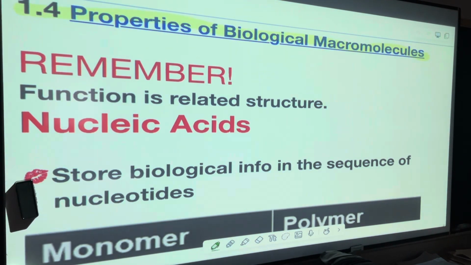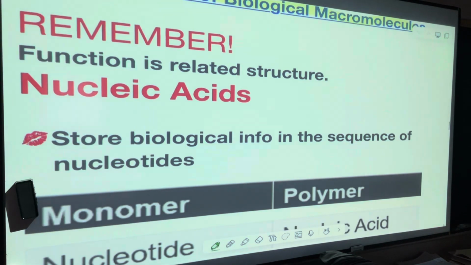So we're going to go through all four of the organic molecules: nucleic acids, lipids, proteins, and the one you probably know the most, carbohydrates, right? And I want you to remember function and structure. You can't change one and not affect the other. Basically, if you change that structure, the function is going to change. So keep that in mind.